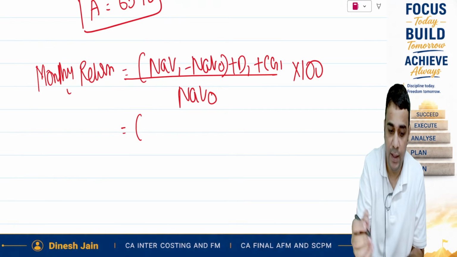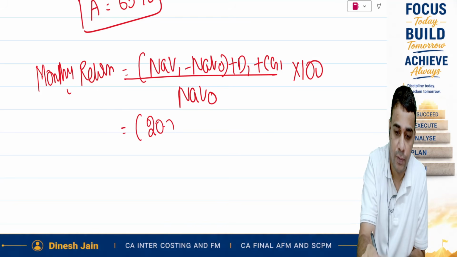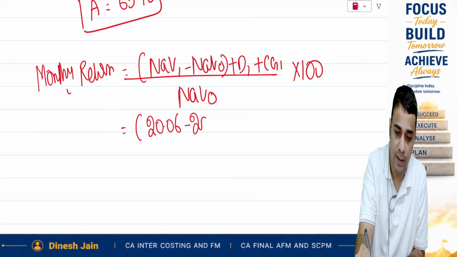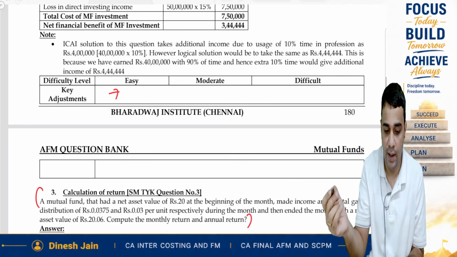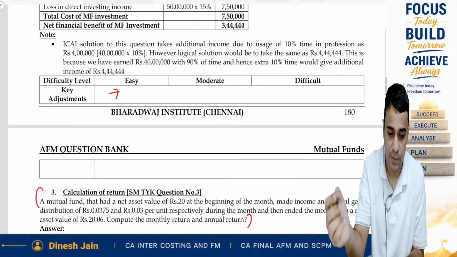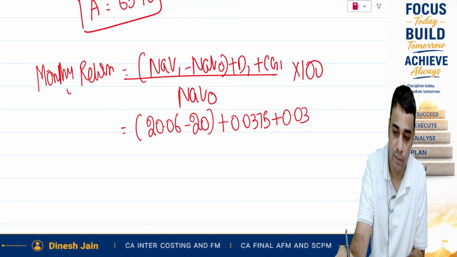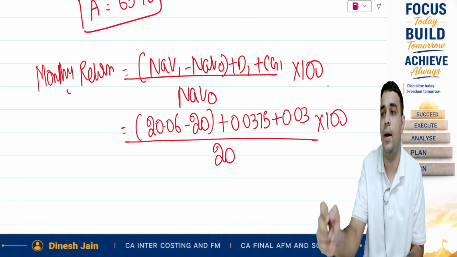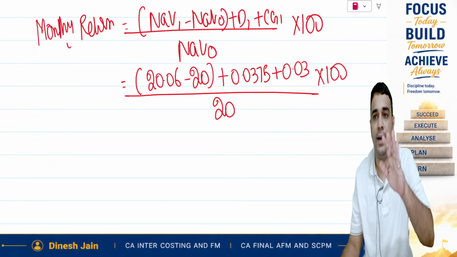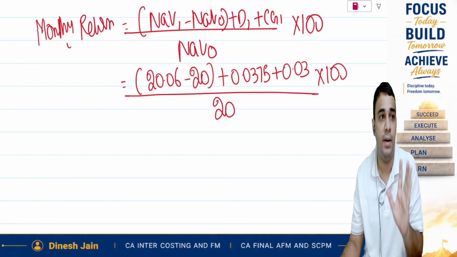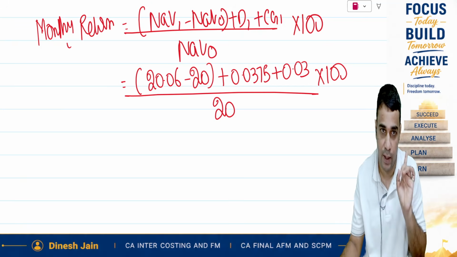The closing NAV is 20.06, opening NAV is 20, dividend is 0.375, CG1 is 0.03, whole divided by 20, into 100. If you do 12 by M, you directly get the annual return. Without 12 by M, you get the monthly return in this case. Why monthly? Because the data is for a month.